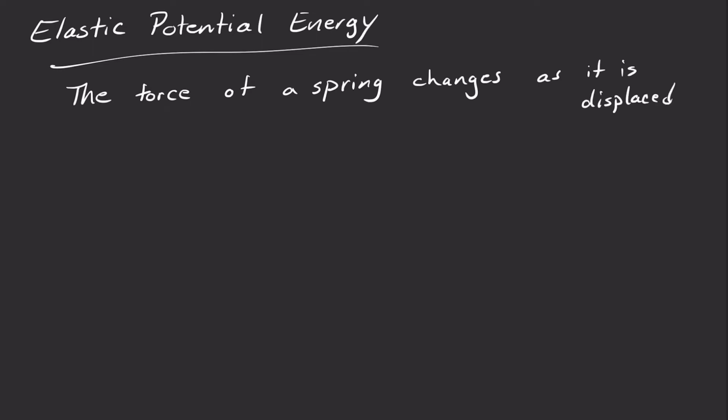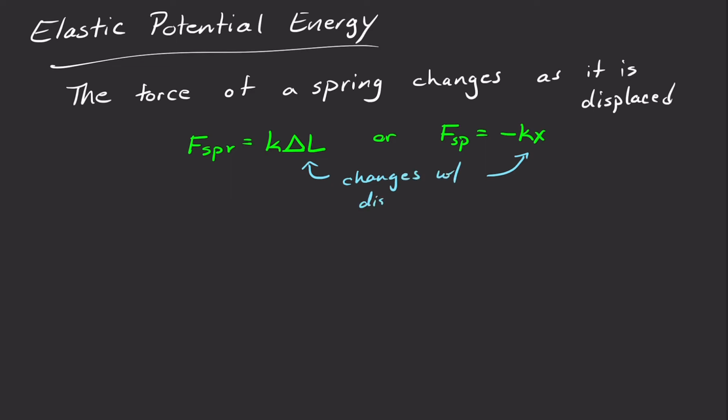Okay, so a spring force, F spring, is equal to k, little k, the spring constant, don't get that confused, times the displacement delta L. Or in some textbooks you see F spring written as minus kx, where x is your displacement instead of delta L. If you use this first expression, you kind of just put in the direction by hand. In the second expression, this minus sign tells you that the force is in the opposite direction of the displacement. But in either case, the force changes with displacement.